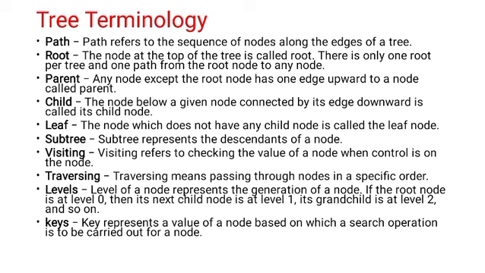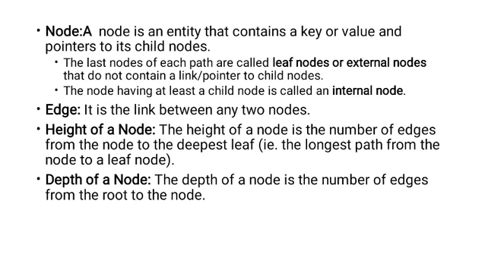Visiting is also called traversing. Visiting refers to checking the value of a node when control is on the node. Traversing means passing through nodes in a specific order. Next, node. A node is an entity that contains a key or value and pointers to its child nodes. The last node of each path is called a leaf node or external node, which does not contain a link or pointer to child nodes. The node having at least one child node is called an internal node.